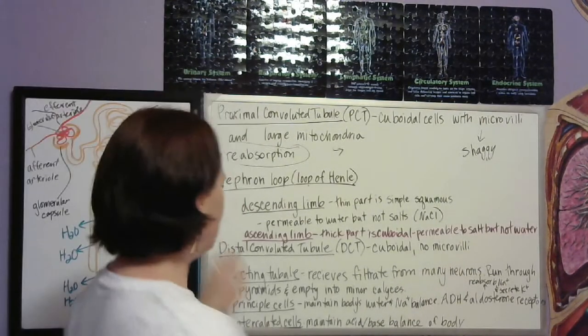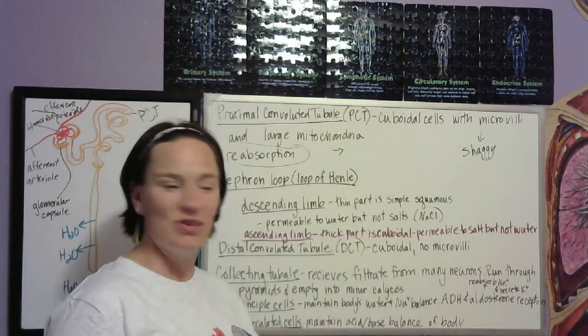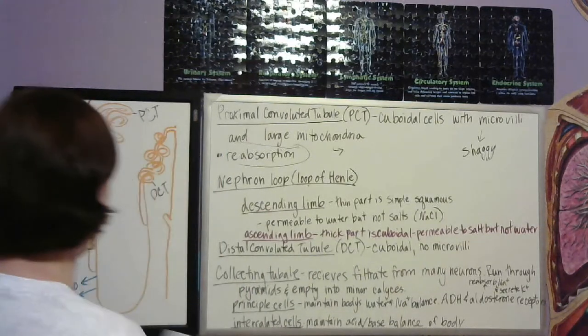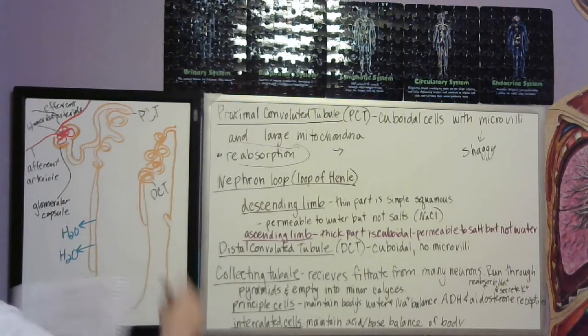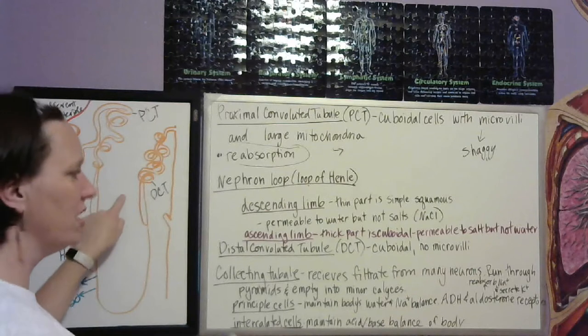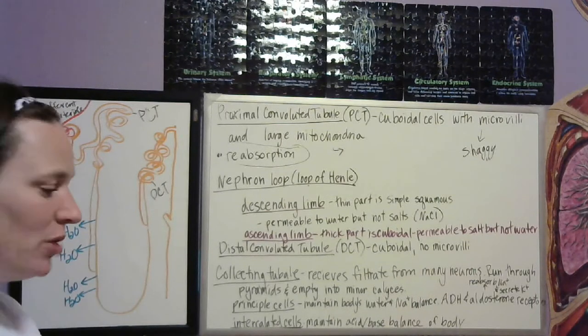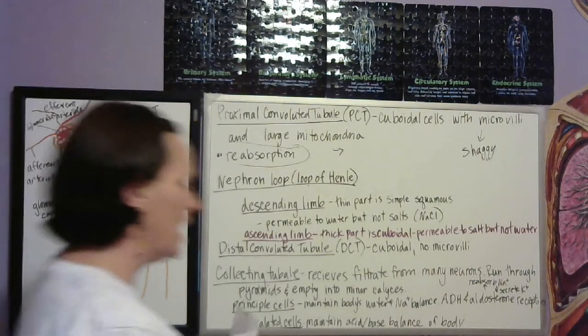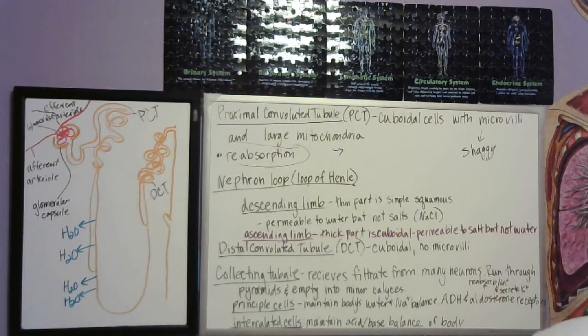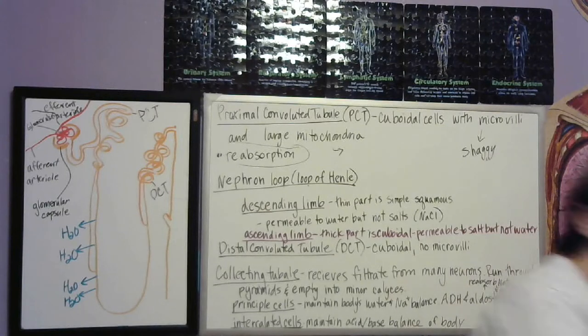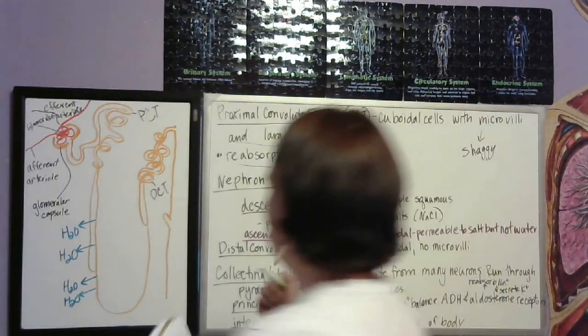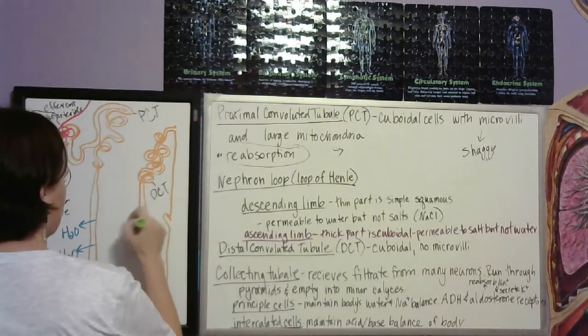Then the ascending limb, which I forgot to write, so I just snuck it in there. That is this part coming up. The thick part is cuboidal, and this is permeable to salt, but not permeable to water. So if different things are permeable at different times, then those must be regulated separately. Now we'll get some salt coming out here.